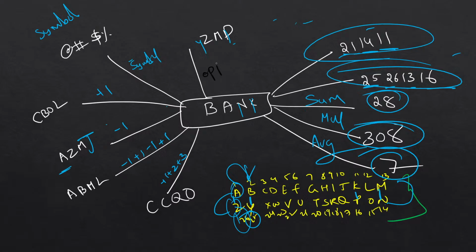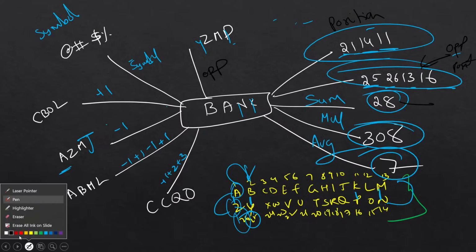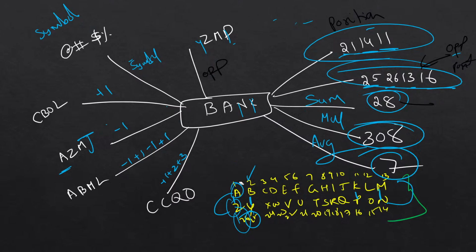And this one is opposite letters, this one is positions, and this one is opposite positions. This one is sum, multiplication, average. I have written there, so no need to worry. Just look at them once, then you can leave.